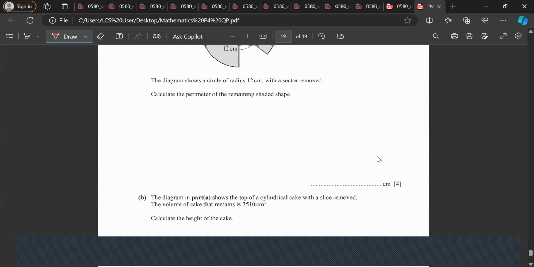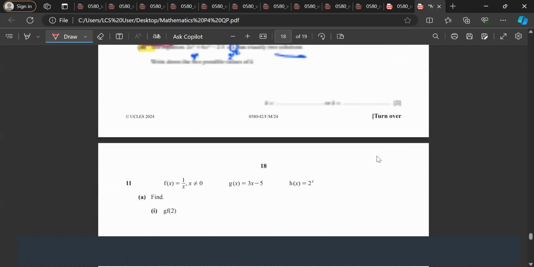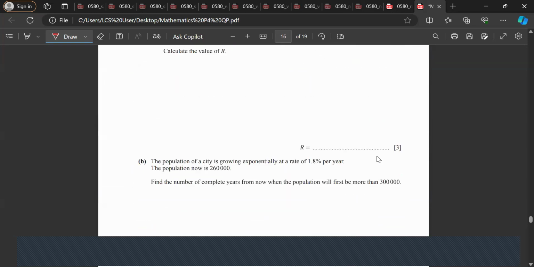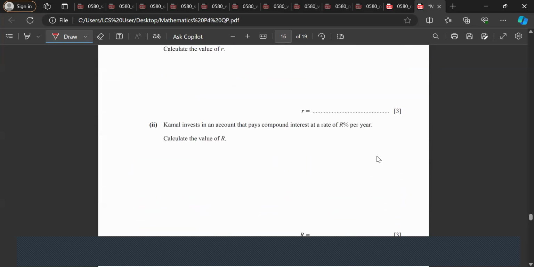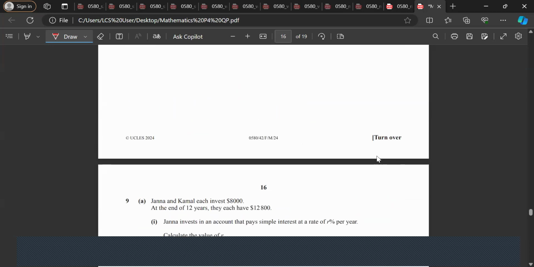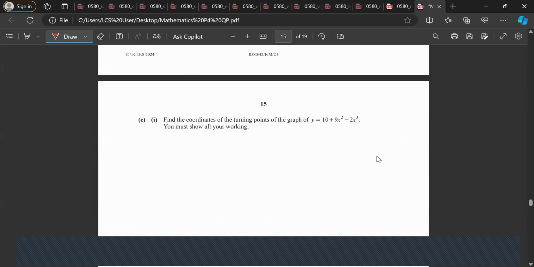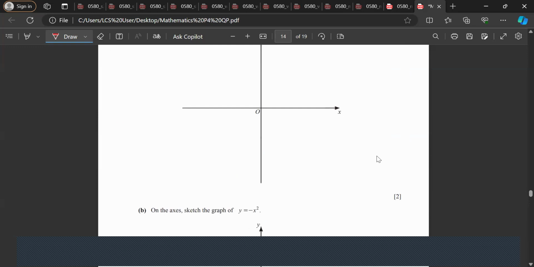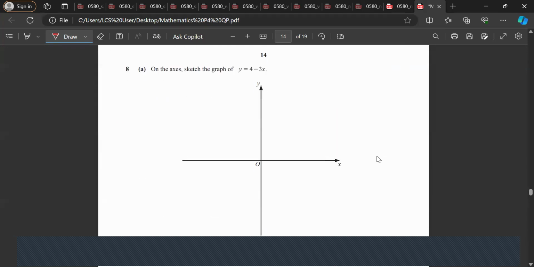Is there any problem in this part? Did you check this before? Did you check this one? Okay, we can do this. Sketch this graph. Okay. How should I sketch this graph?